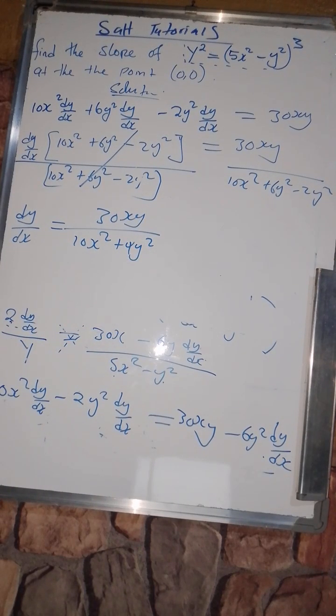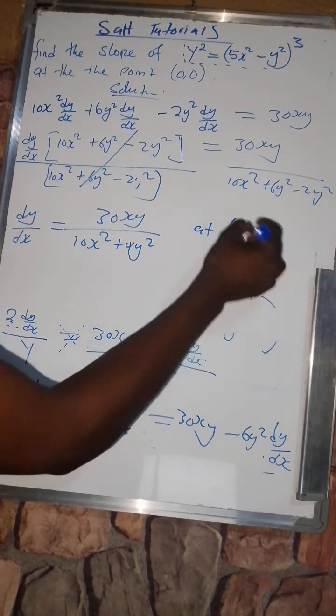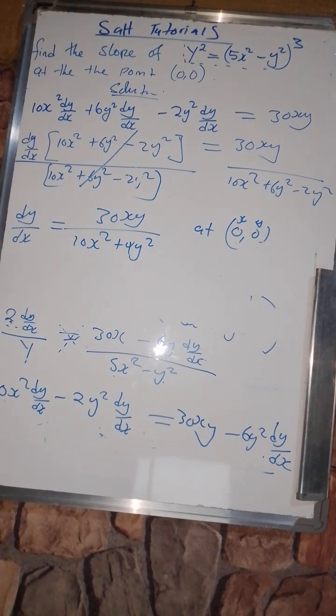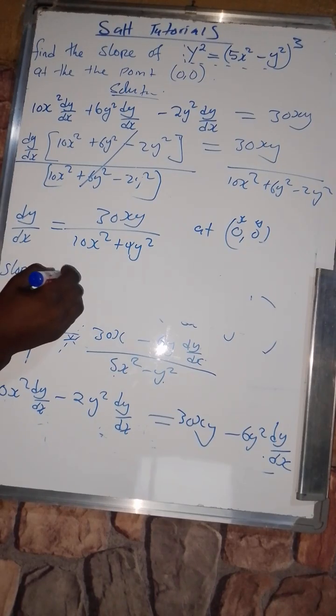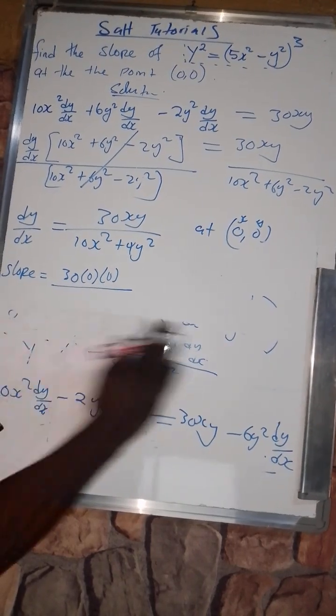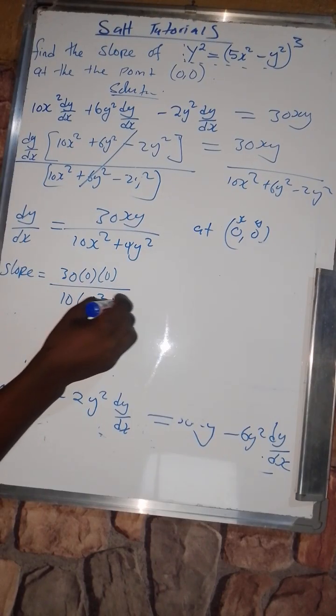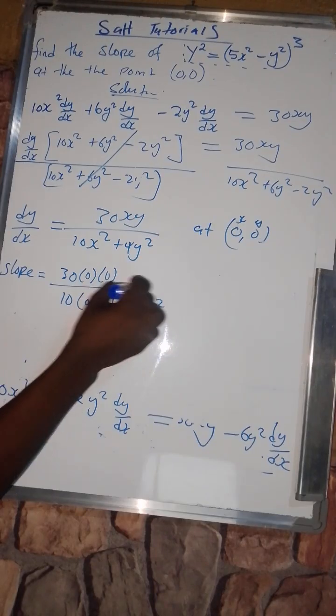Now the question is at the point 0, 0. So this is the x coordinate and this is the y coordinate. We have to replace 0, 0. What do we have? That is the slope. So the slope is going to be 30 multiplied by 0 multiplied by 0 over 10 multiplied by 0 squared plus 4 multiplied by 0 squared. Automatically this is going to be 0 over 0.